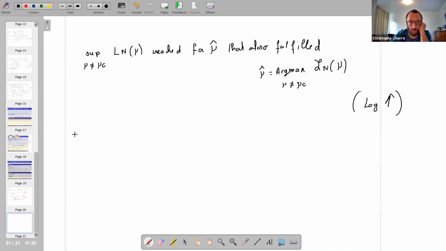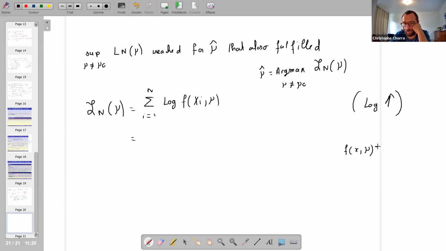And what happens in the Gaussian case? In the Gaussian case, I can compute ln of mu, which is just the sum from i equal to 1 to n of the log likelihood, that I can compute explicitly here, because I know that f(x, mu) is equal, in the Gaussian setting, to 1 over the square root of 2 pi sigma squared times exponential of minus (x minus mu) squared over 2 sigma squared. I have already done this computation, but whatever.